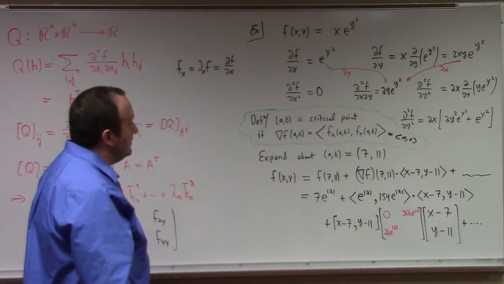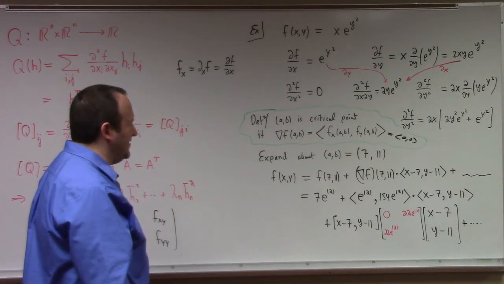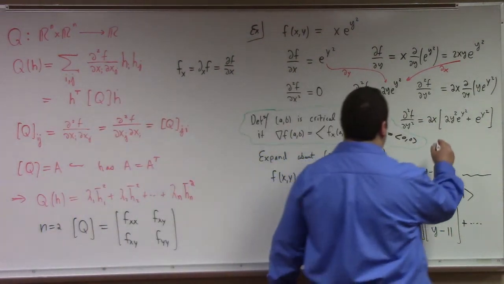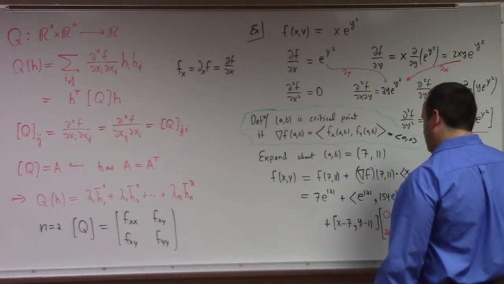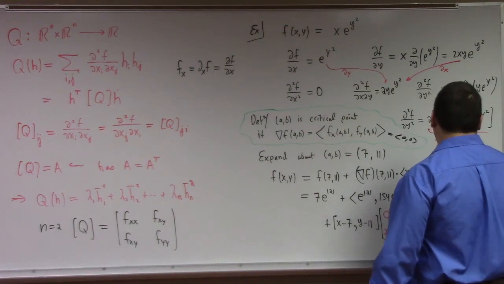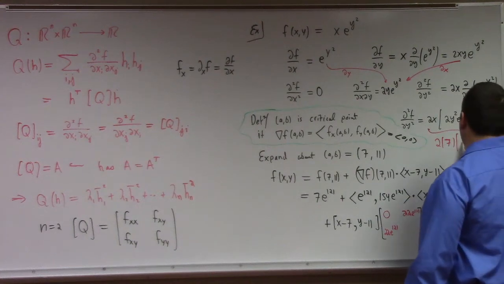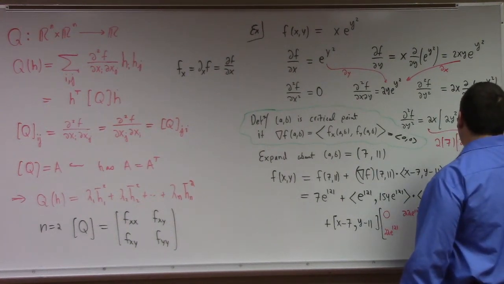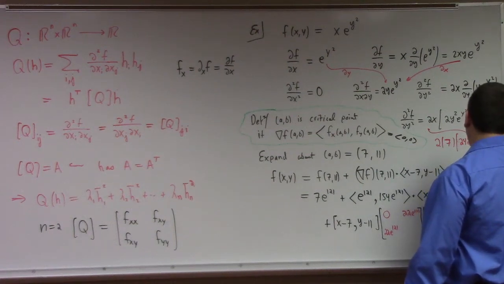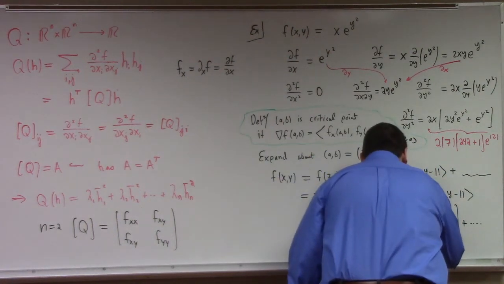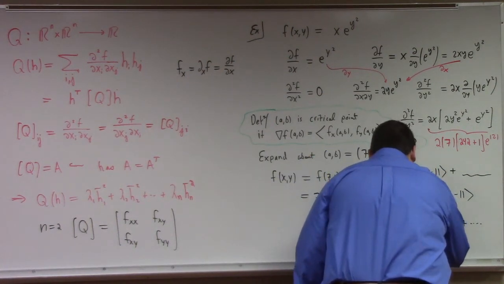Anyway, guesstimating. Oh, and then the other one. Yuck, this thing. So when I plug in this, I get 2 times 7 times parentheses 242 plus 1, e to the 121. Okay, so it's harmless enough. It's just 14 times 243 times e to the 121.